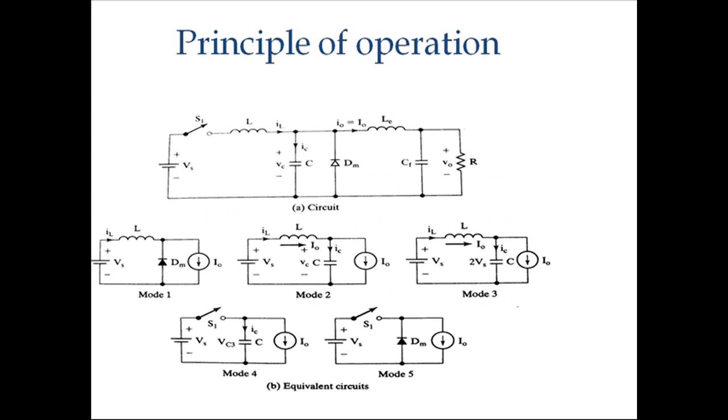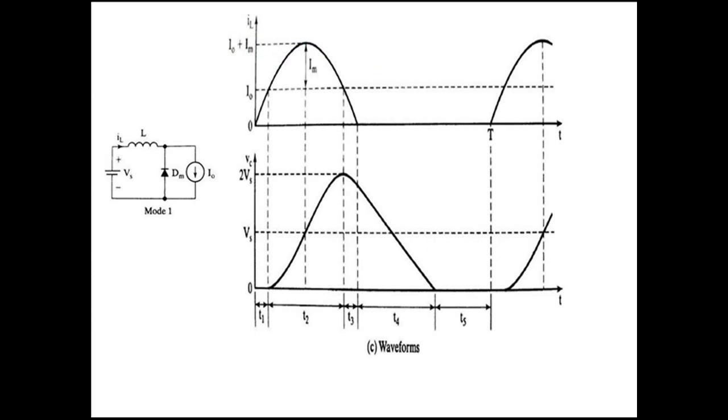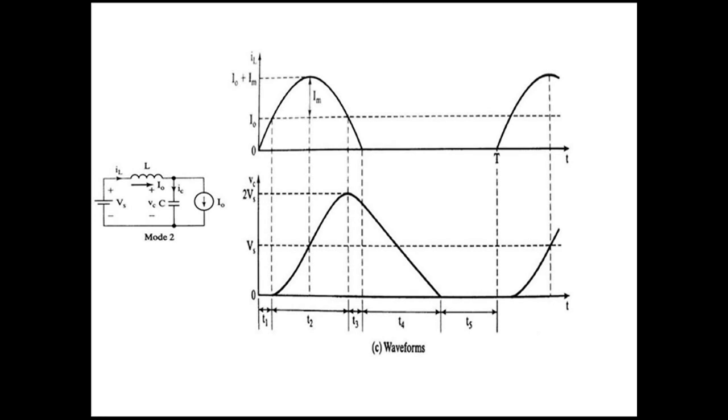Coming to the operation, the circuit is operated in 5 modes. Here in the circuit, load current I0 is flowing through LC filter and load resistor R. In mode 1, switch S1 is closed. At that particular instant, the diode DM conducts and the inductor gets energized and the current IL rises linearly. At the end of this mode, IL becomes equal to I0. In mode 2, the switch remains on and the capacitor which is connected across the diode DM starts charging.